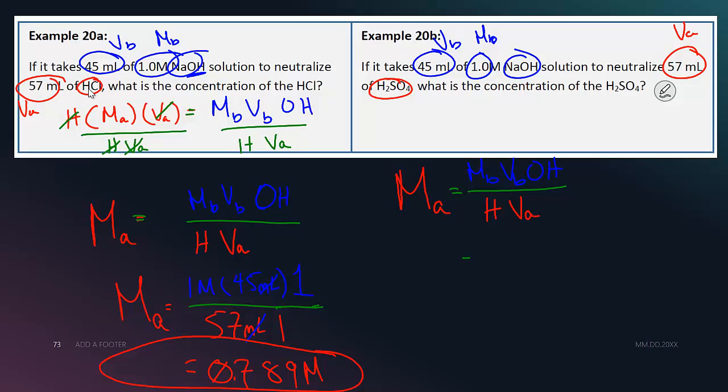So when we plug and chug, our number of hydrogens this time is 2. So the molarity of sulfuric acid here is half as much.